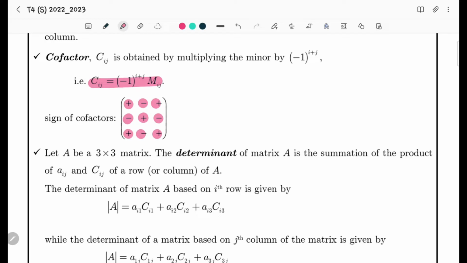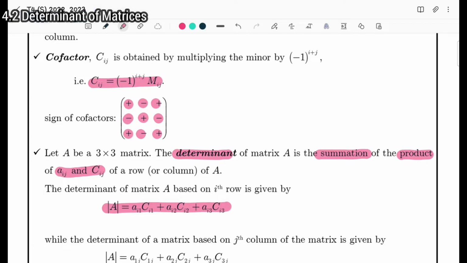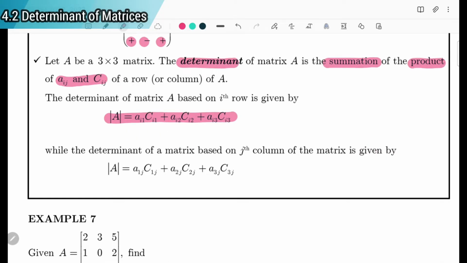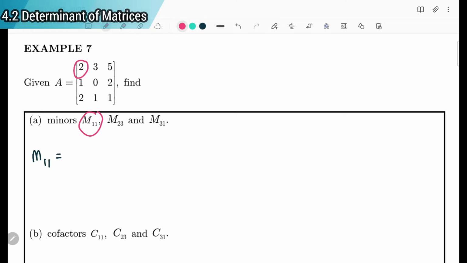Let A be a 3x3 matrix. The determinant of matrix A is the summation of the product of Aij and Cij of a row or column of A. The determinant of matrix A based on the ith row is given by determinant of A equal to Ai1 Ci1 plus Ai2 Ci2 plus Ai3 Ci3, while the determinant based on the jth column is A1j C1j plus A2j C2j plus A3j C3j.